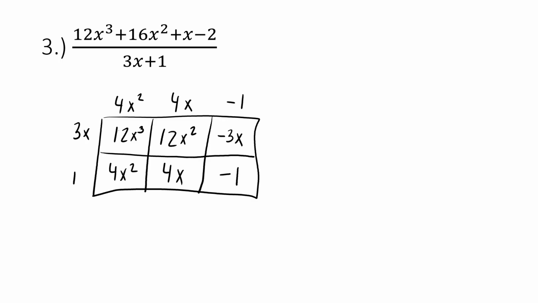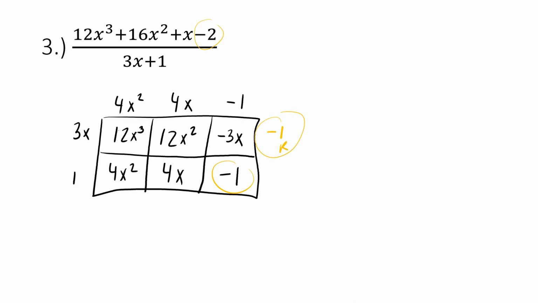Now, this time, for the first time, these do not match. So we're going to need to figure out what our remainder is. So -1 plus what would give me -2? Well, that would be another -1. -1 plus -1 is -2. And so that is my remainder.